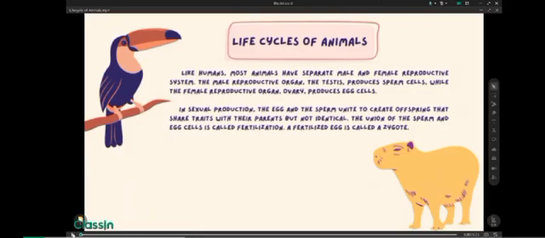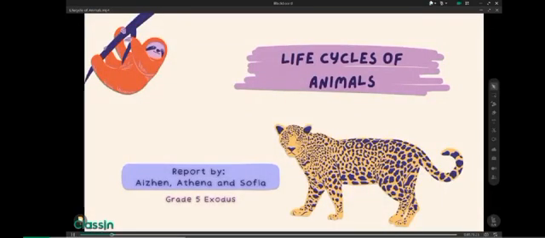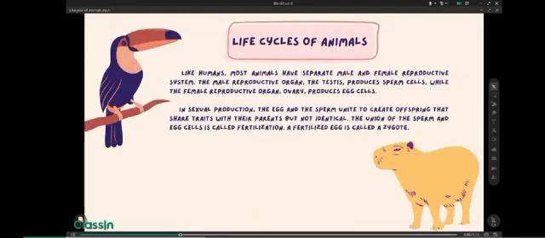And today we'll talk about the life cycle of animals. Like humans, most animals have separate male and female reproductive systems. The male reproductive organ, the testes, produces sperm cells, while the female reproductive organ, the ovaries, produces egg cells. In sexual reproduction, the egg and the sperm unite to create offspring that share traits with their parents but are not identical. The union of the sperm and egg cells is called fertilization. A fertilized egg is called the zygote.